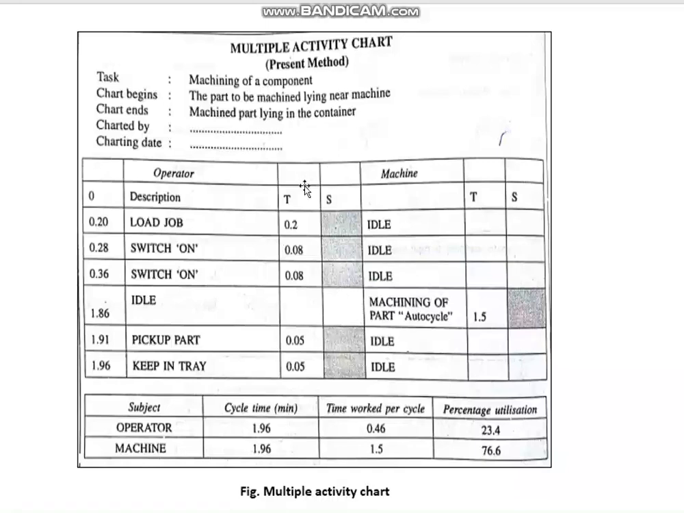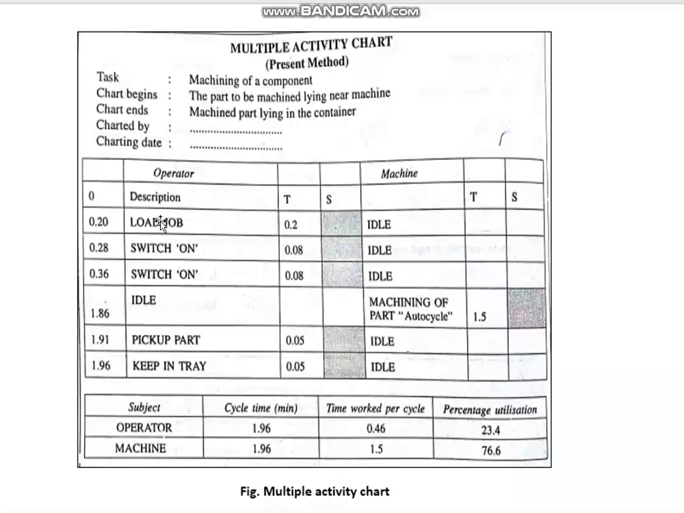Okay, so the first column is only for cumulative times; the second, third and fourth are for the operator, and the fifth, sixth and seventh are for the machine. Just as you had the operator's activity description, time and symbol, similarly for the machine you have the machine's activity description, time and symbol. So there are 3 for each, total 6, plus the cumulative timing column, that is the seventh one.